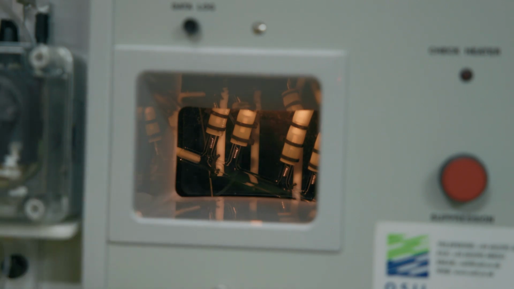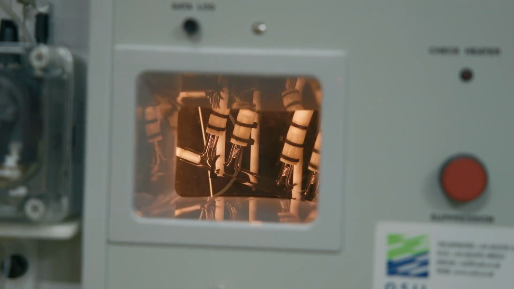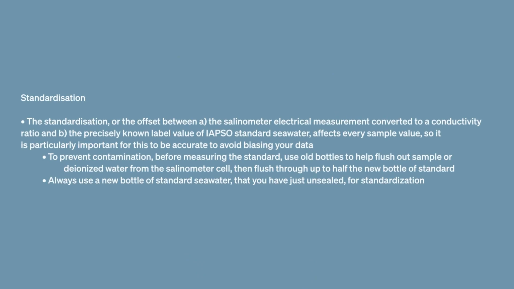This salinometer bath was filled yesterday, so now that it has had time to come to the set temperature, the water is circulating and the lamps are flickering off and on to keep it at that temperature, we can standardize the instrument. We are about to measure what the instrument reads for standard seawater of a precisely known conductivity ratio, and that value will affect every other data point. So even a tiny amount of distilled water left in the cell could throw off this measurement relatively a lot.